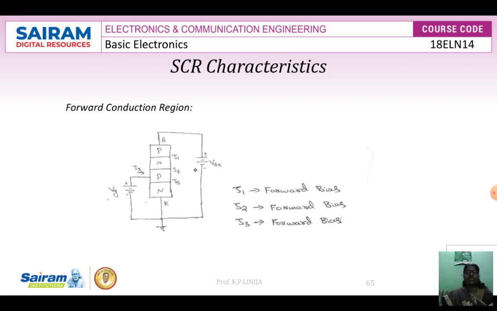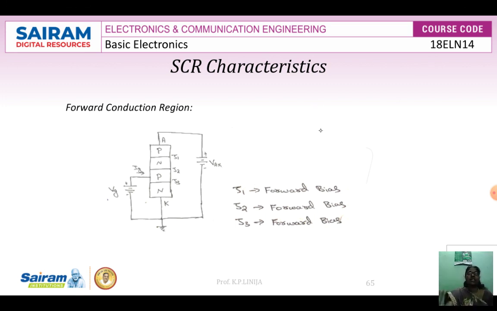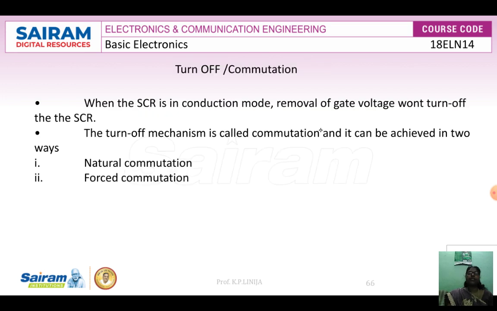The current will start to flow in a linear fashion, and this we will call the forward conduction region. Now coming to the turn off mechanism, or commutation. When the SCR is in conduction mode, what will happen? Removal of the gate voltage will not turn off the SCR.